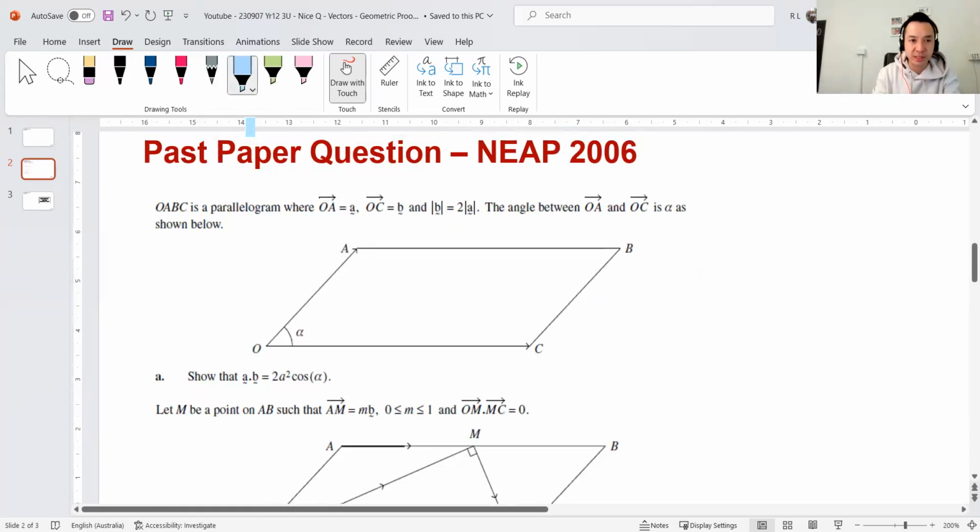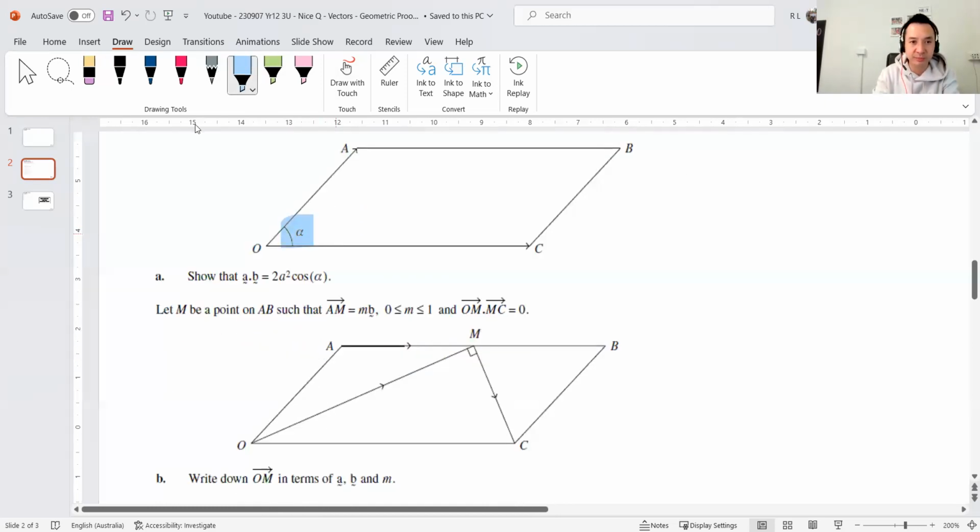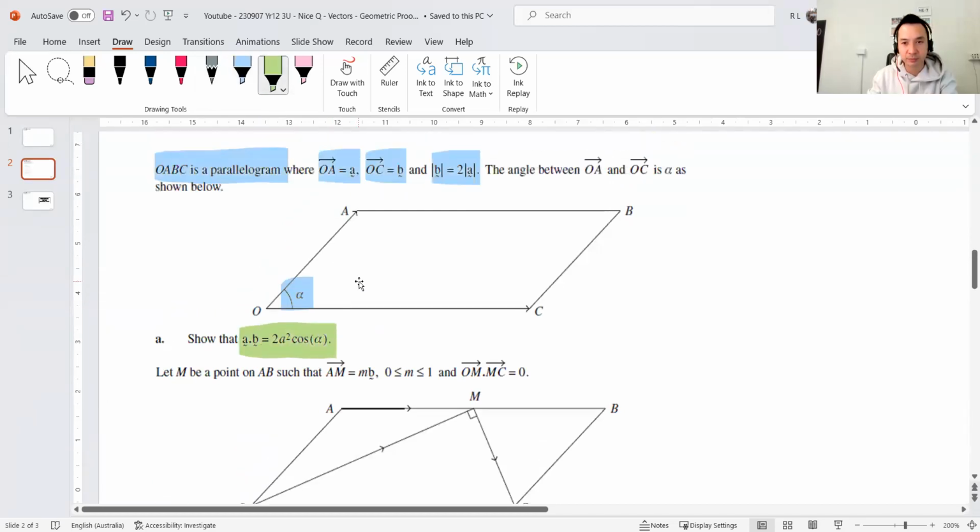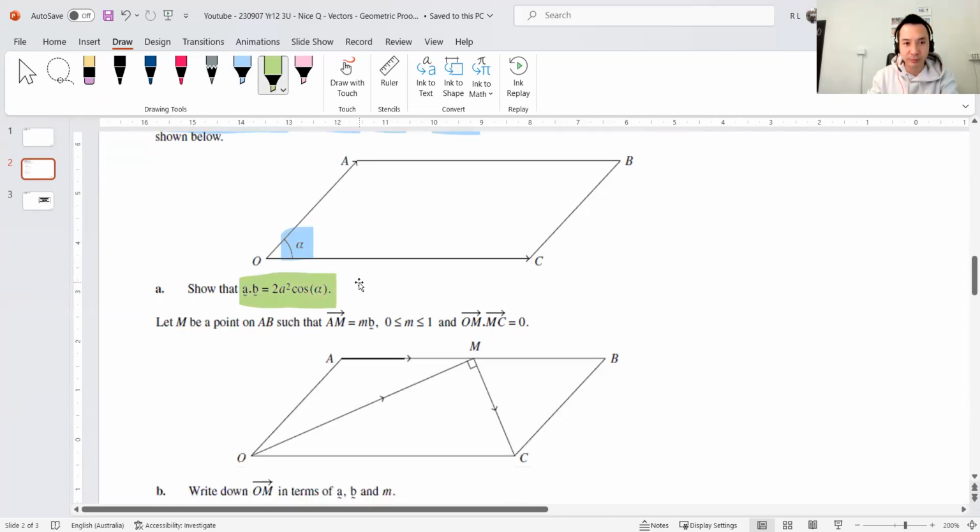So OABC is a parallelogram. Good to know. OA is A, OC is B. Normally I would call it C, but okay. And the magnitude of B equals 2 times the magnitude of A, and the angle between them is alpha. So what are my questions? Very quickly, the dot product. I'm assuming that's simple. Yeah, it should be quite simple.